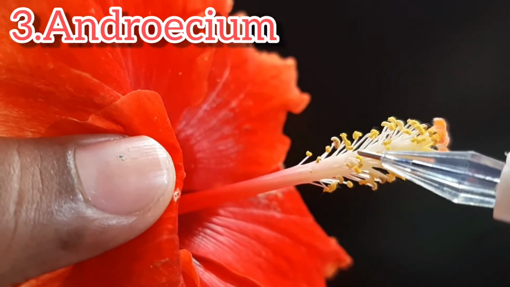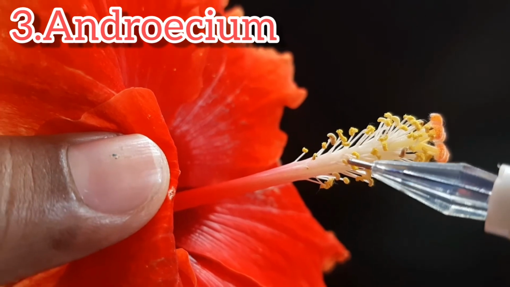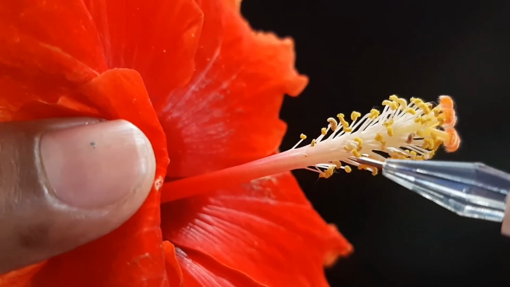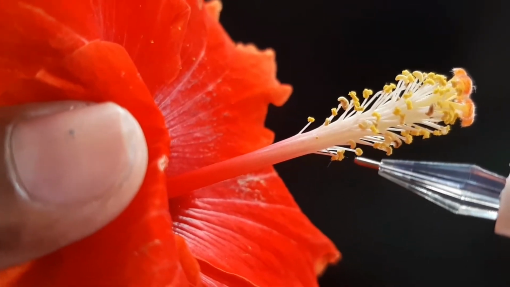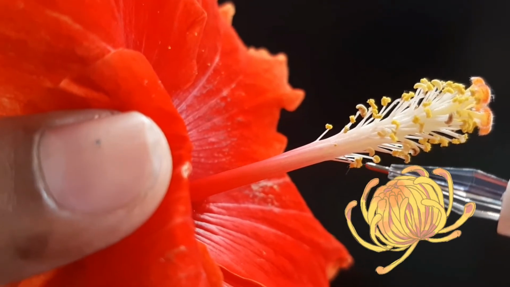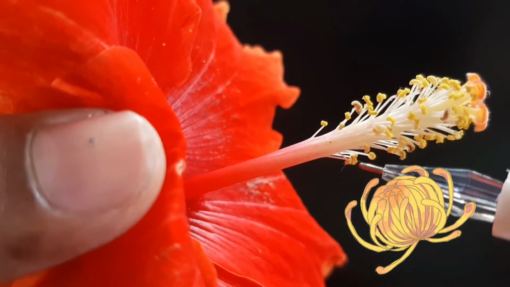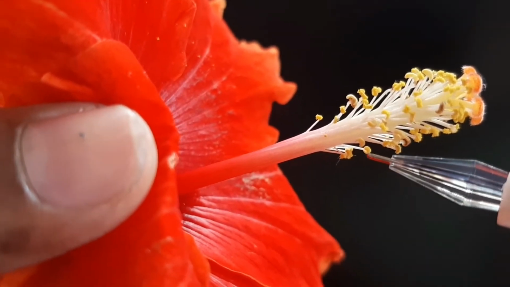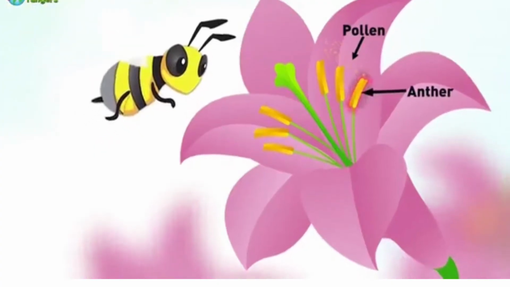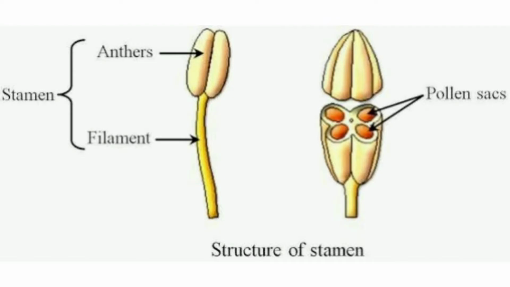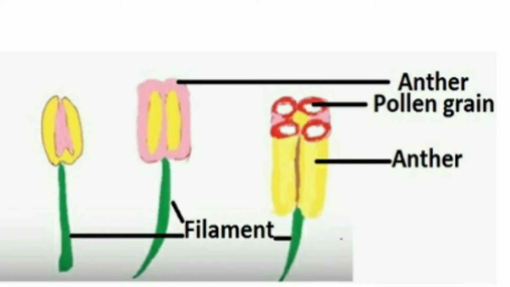Androecium. It is the male reproductive whorl of the flower. It is formed of stamens. They just lie within the corolla. There may be several stamens in a flower. Each stamen consists of 2 parts, a filamentous stalk and a swollen bilobed anther. The anther bears 4 pollen sacs. Inside each pollen sac, there is a yellow powdery mass called pollen. The pollen consists of numerous pollen grains. They are the male gametes.